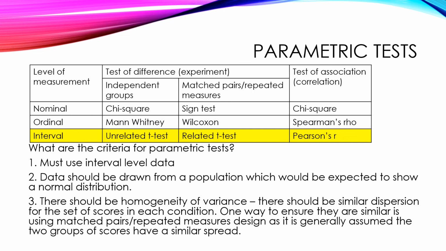And there should be something called homogeneity of variance. This is just the idea that the data is similarly dispersed. And when we talk about dispersion, we're talking about the spread of data. That relates to the range and the standard deviation. So we'd expect to see similar scoring in each condition. We don't want extremes. We expect the dispersion to be similar. And one way to ensure they are similar is to use a matched pairs or repeated measures design, because we're using the same participants, and it's generally assumed that the two groups of scores have a similar spread.